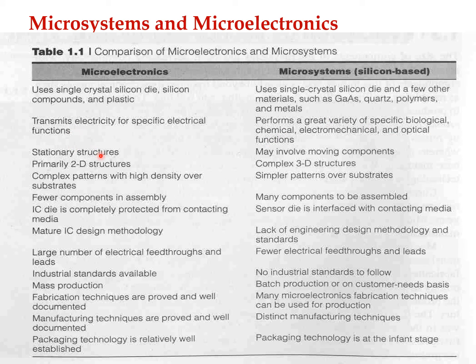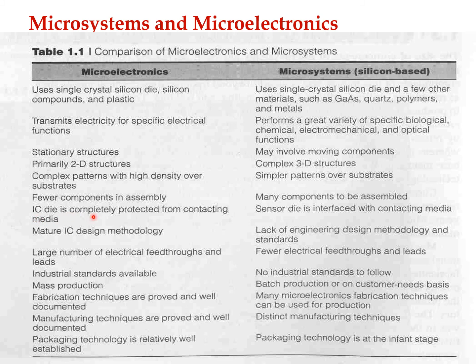Microelectronics has stationary structures. In microsystem, we can have a complex 3D structure, so it can move. It can have moving components also. Microelectronics doesn't have moving structures, so primarily it is a 2D structure with complex patterns of high density over substrates. Here we can have simple patterns over substrates. In microelectronics there are only fewer components in assembly. Here we have a 3D structure, so many components are to be assembled.